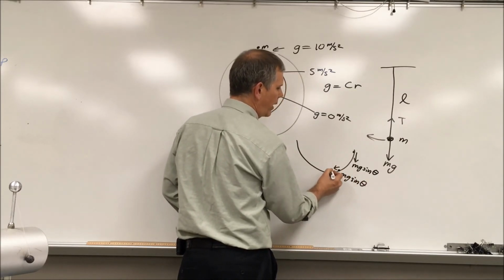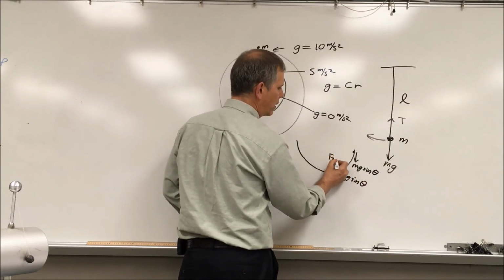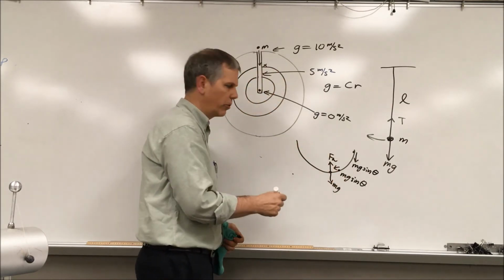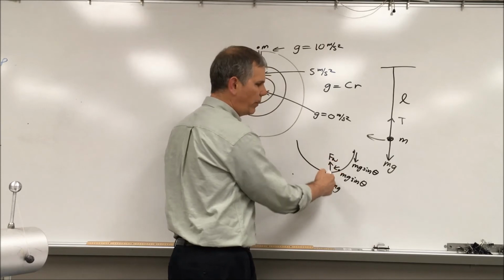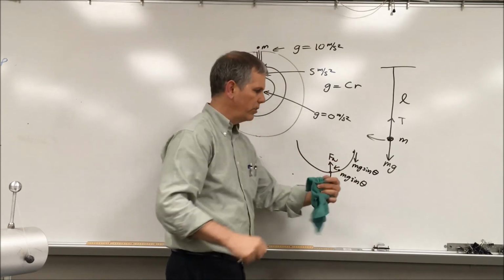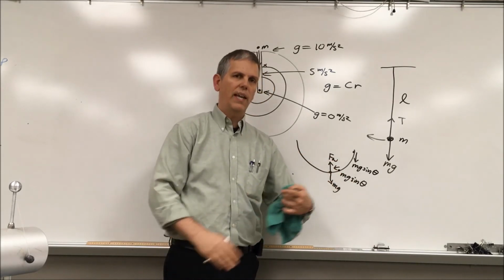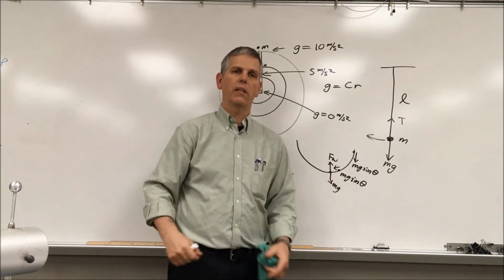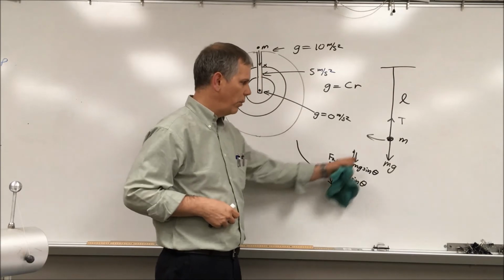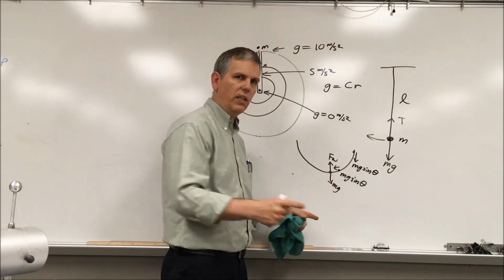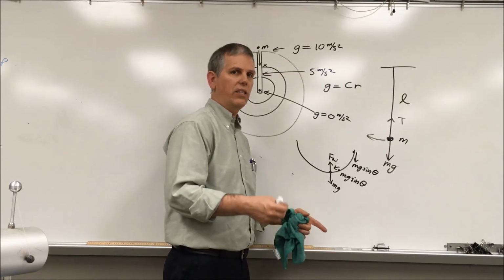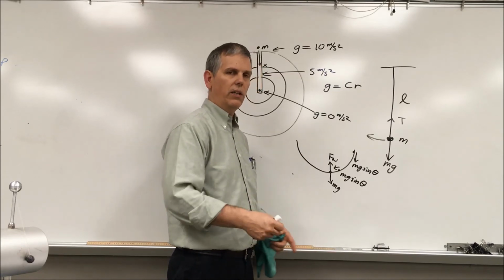And at this very point right here, sure, there's Fn, and there's mg. Fn is bigger because it's in a circular path. But at this point right here, there's nothing pushing it this direction. It's coasting. It's just moving because of its inertia, because of its momentum. But all the way from here to here, it's still accelerating, just not as much. Its rate of acceleration is decreasing, but it's still accelerating.